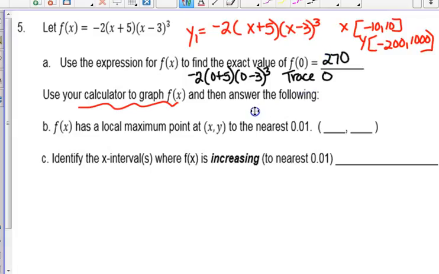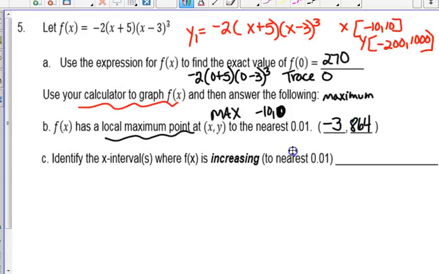All right. Then it says find the local maximum value. So you need to do max, which is second trace, choice 4. And I just told it somewhere between negative 10 and 0 is where I found it because that was on the left side of my screen, but you can trace around and find it. But eventually it should say on your screen maximum, and then you write the ordered pair rounded to the nearest hundredth, which is -3/864. I don't know if it comes out nice on the quiz or not, the test.